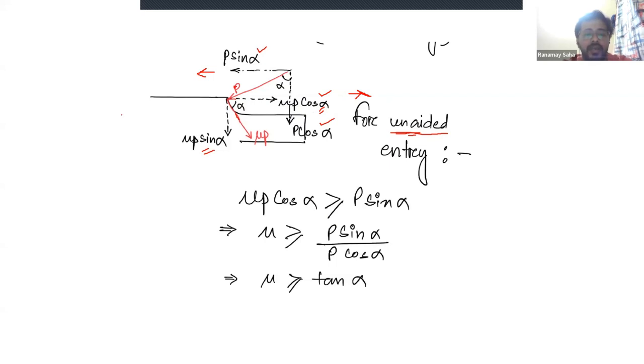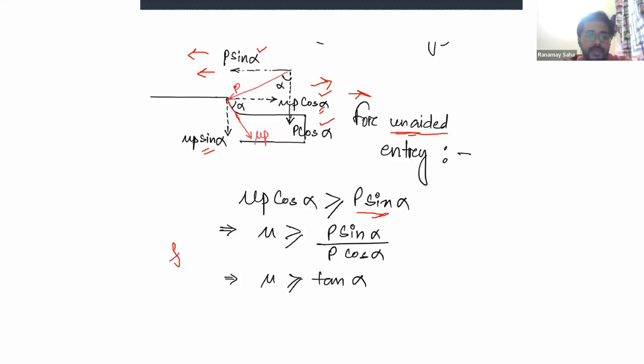The sheet will stick to the roll only when the force on the left hand side is greater than or equal to that on the right hand side. Otherwise the roll will shift away from the strip or the sheet which is being considered for rolling. So in that case, mu P cos alpha should be greater than P sin alpha. Alpha is the included angle at the interface.